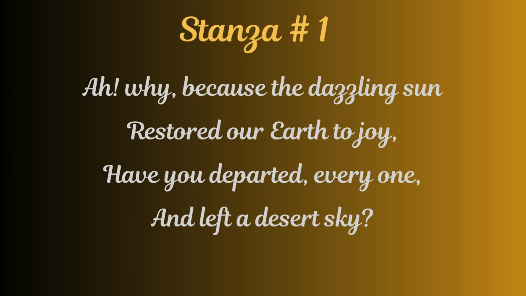So let's start with stanza number one. Ah, why, because the dazzling sun restored our earth to joy, have you departed, every one, and left a desert sky? Now the speaker is lamenting the loss of the stars because of the dawn, because of the sunrise. So he's giving us imagery.